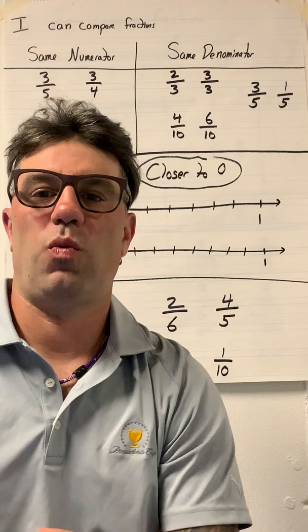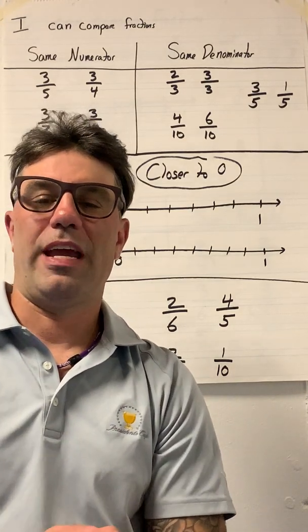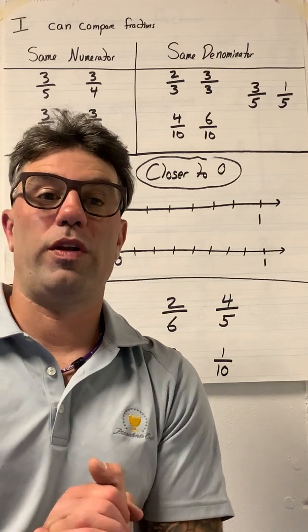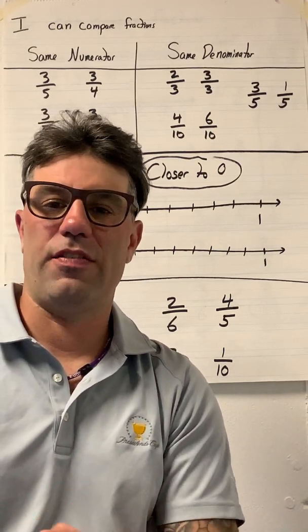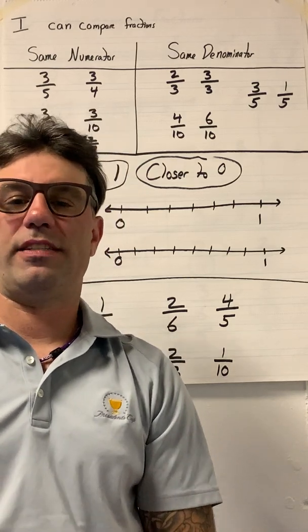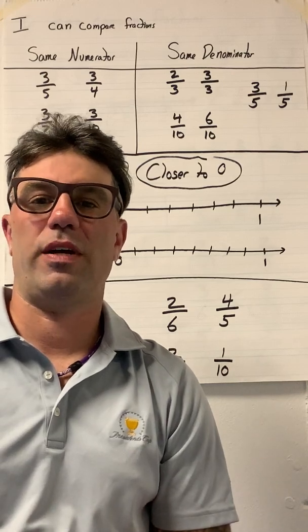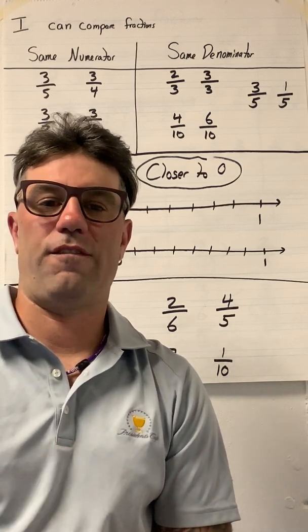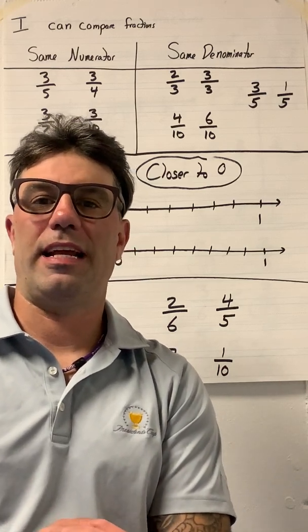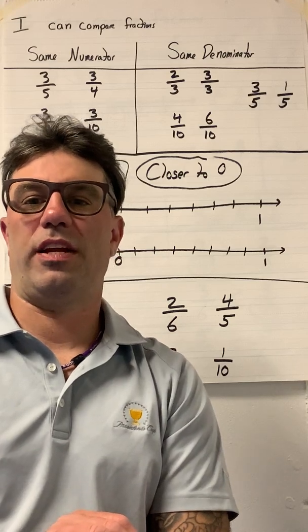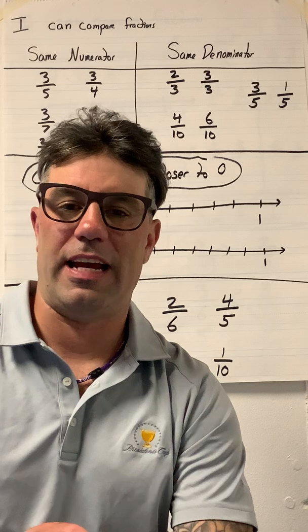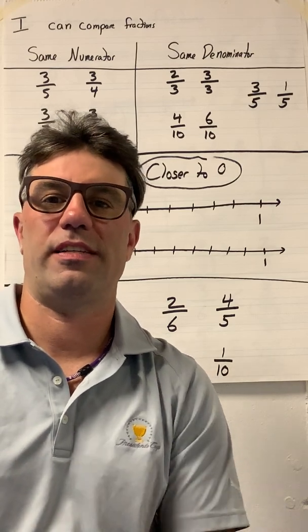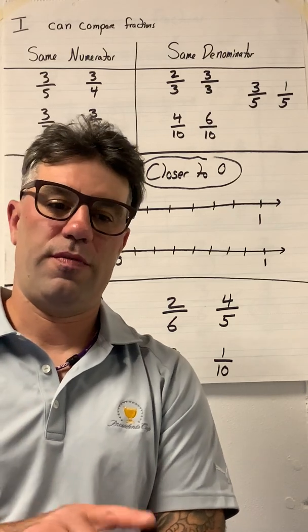6, 12, 18, 24, 30, 36, 42, 48, 54, 60, 66, 72. 7, 14, 21, 28, 35, 42, 49, 56, 63. Now we know them as well as 70, 77, 84. 8, 16, 24, 32, 40, 48, 56, 64, and 72, 80, 88, 96. 9, 18, 27, 36, 45, 54, 63, 72, 81, 90, 99, 108. Let's go tens, ready? 10, 20, 30, 40, 50, 60, 70, 80, 90, 100, 110, 120. Let's go 11s. 11, 22, 33, 44, 55, 66, 77, 88, 99, 110, 121, 132.